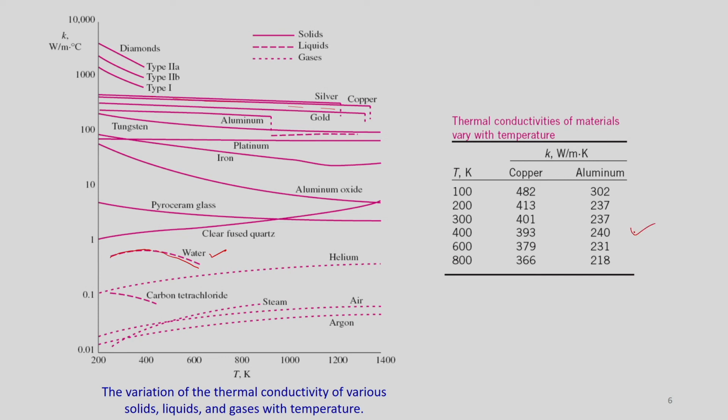And this table shows the comparison of thermal conductivity of two different materials, copper and aluminum. You see at different temperatures how these values are changing. For example, copper at 100 Kelvin is about 482, and if we operate the system at 800 Kelvin, you can see 366. For aluminum it is 302 at 100 Kelvin and 218 at 800 Kelvin. So, this variation needs to be considered when we are dealing with high temperature applications.